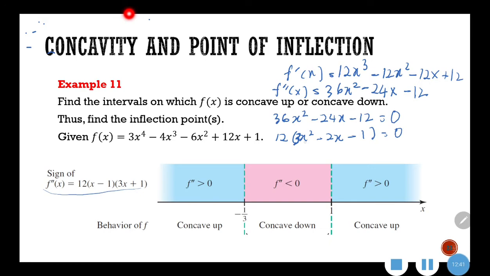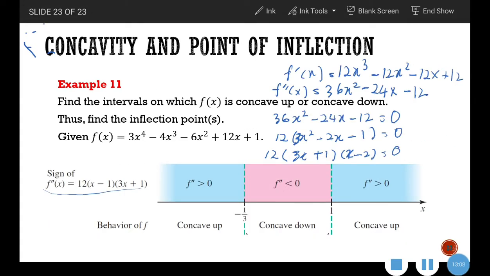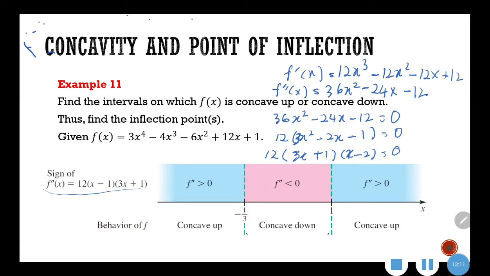Alright, so here we try to factor. Will we get the same as it? Of course, it must be the same. So we have here 3x plus 1, x minus 2 equals to 0. So from here, sorry, what is this x minus? It's a mistake. It's minus 1. Okay, 3x plus 1 times x minus 1.